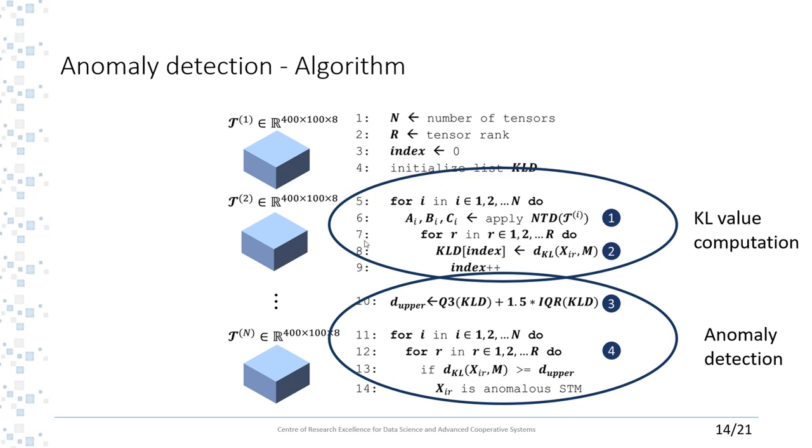Then we applied the Kullback-Leibler divergence metric in order to measure the difference between every characteristic matrix and the average characteristic matrix that represents the normal traffic behavior. Then we use the standard interquartile range measure, also called Tukey's fences, to detect the anomalies. So if the distance is larger than the expression under number 3, the characteristic matrix will represent an anomaly.